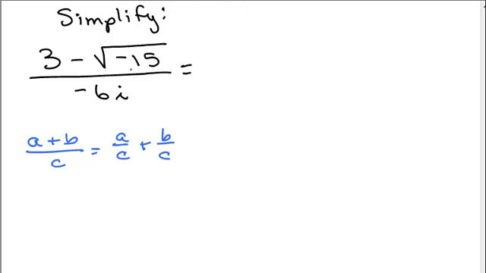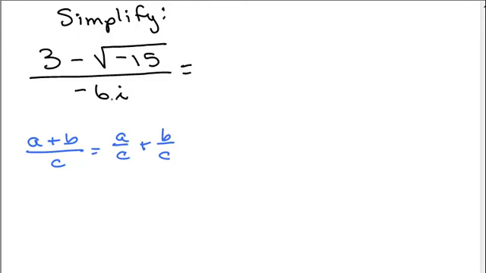I have a square root of a negative number. We want to write that without a negative in the square root, which will be square root of 15i. And we also see we have a complex number and a pure imaginary number in the denominator. We don't ever leave any fractions with imaginary numbers in the denominator. So let's begin by splitting up the numerator here.